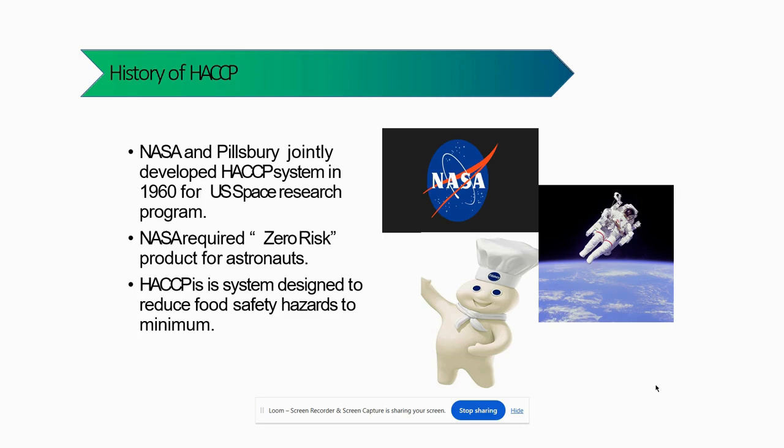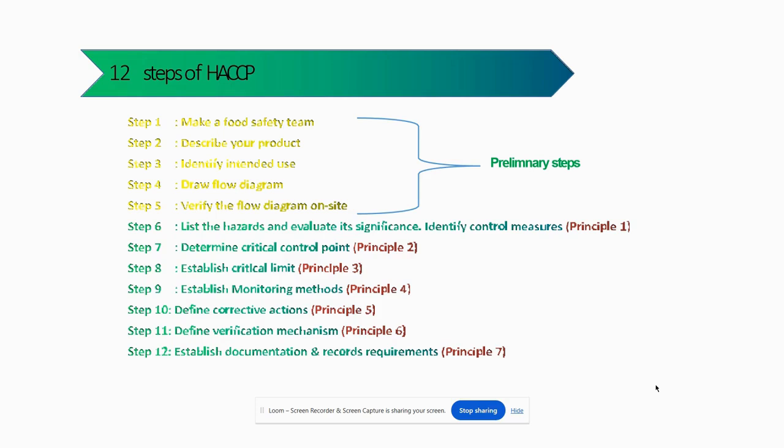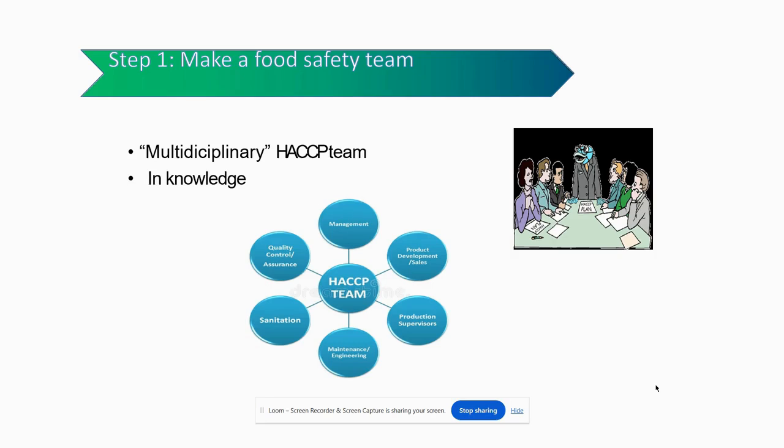The first step is make a food safety team. This food safety team is a multidisciplinary team with respect to the domain they are working in, that is the department they are working in, also with respect to their knowledge level on a particular department. This multidisciplinary team includes people from food safety and quality assurance, then people from production, sales, product development, that is R&D, then supervisors, sanitation or hygiene people, management people, HR people, maintenance engineers.